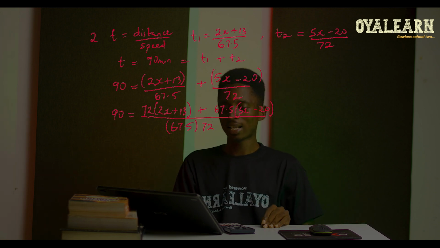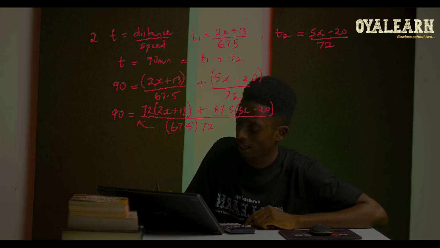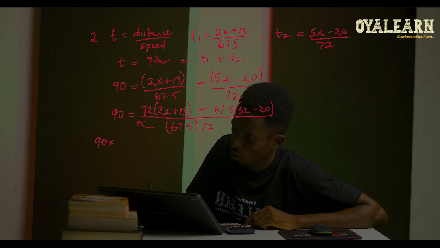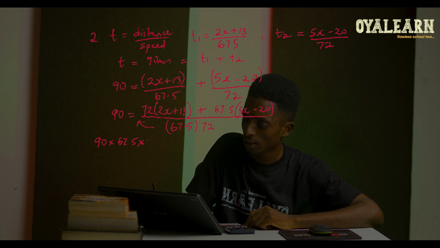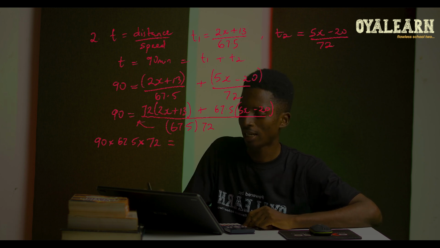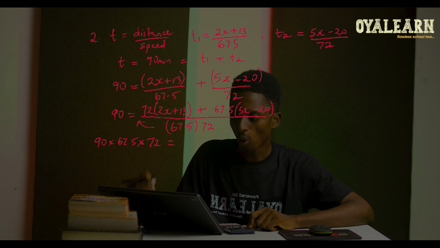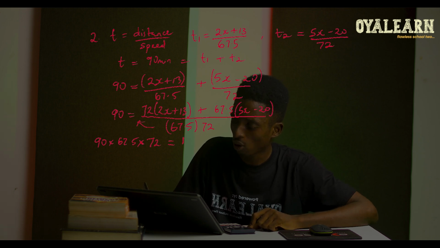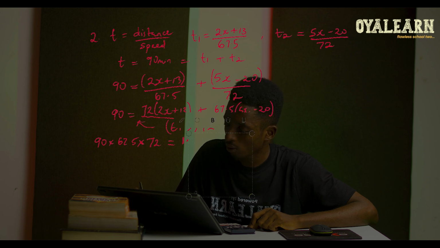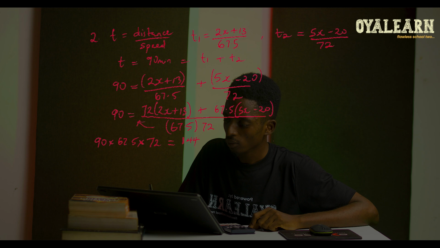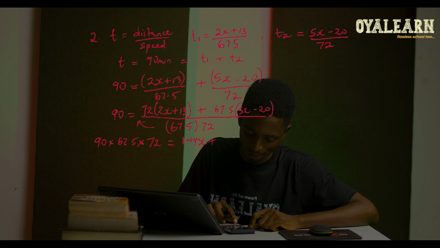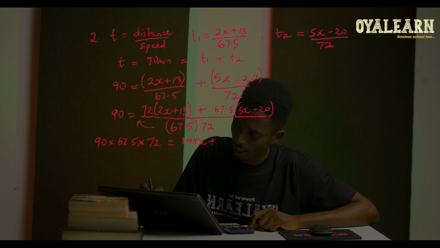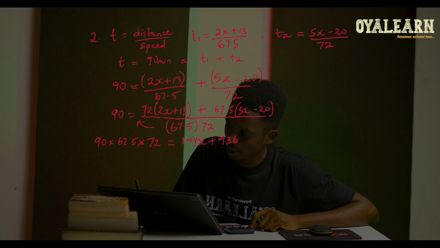Now, let's linearize this equation. I can just cross multiply here, and then I'll have 90 multiplied by 67.5 multiplied by 72 equals, now let's open these brackets. 72 multiplied by 2 is 144x, plus 72 multiplied by 13, and that is 936. Now, plus times plus will give us plus.